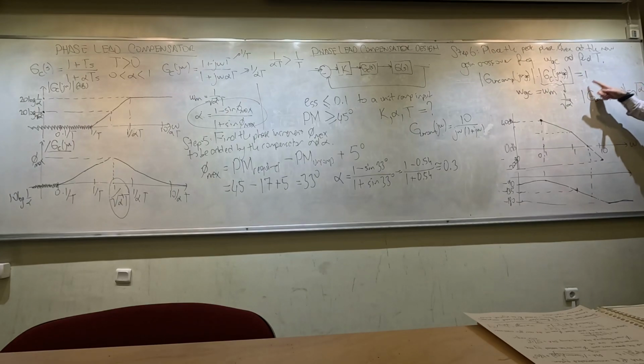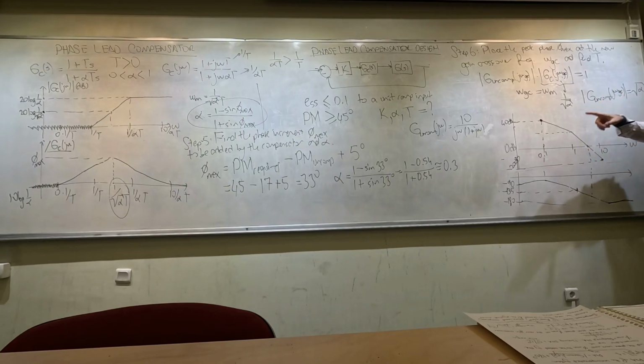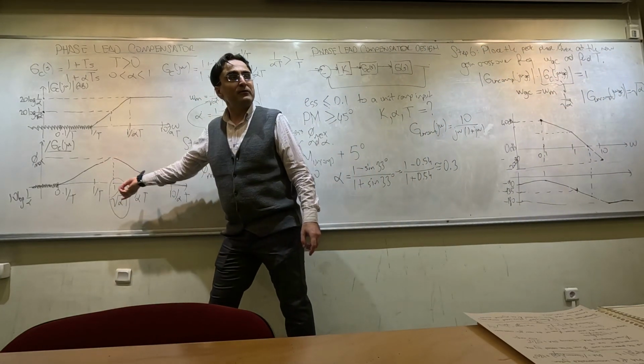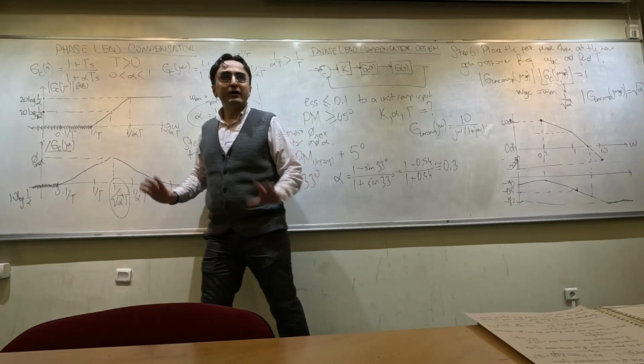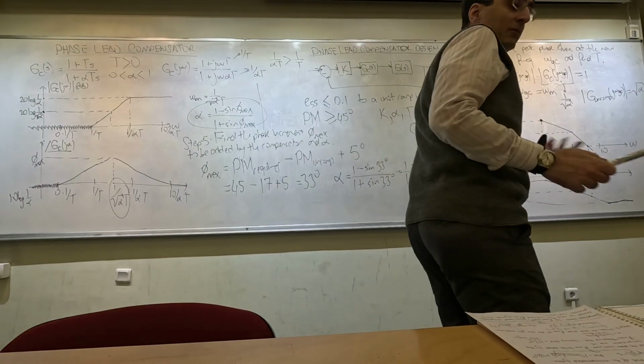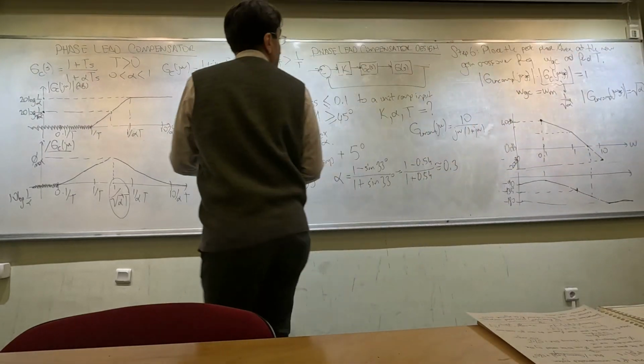So I can first find the new gain crossover frequency by using this equation, and then by equating this new gain crossover frequency to 1 over square root alpha t, I can find what t is. That is what we are doing here. So now let us try to do this.